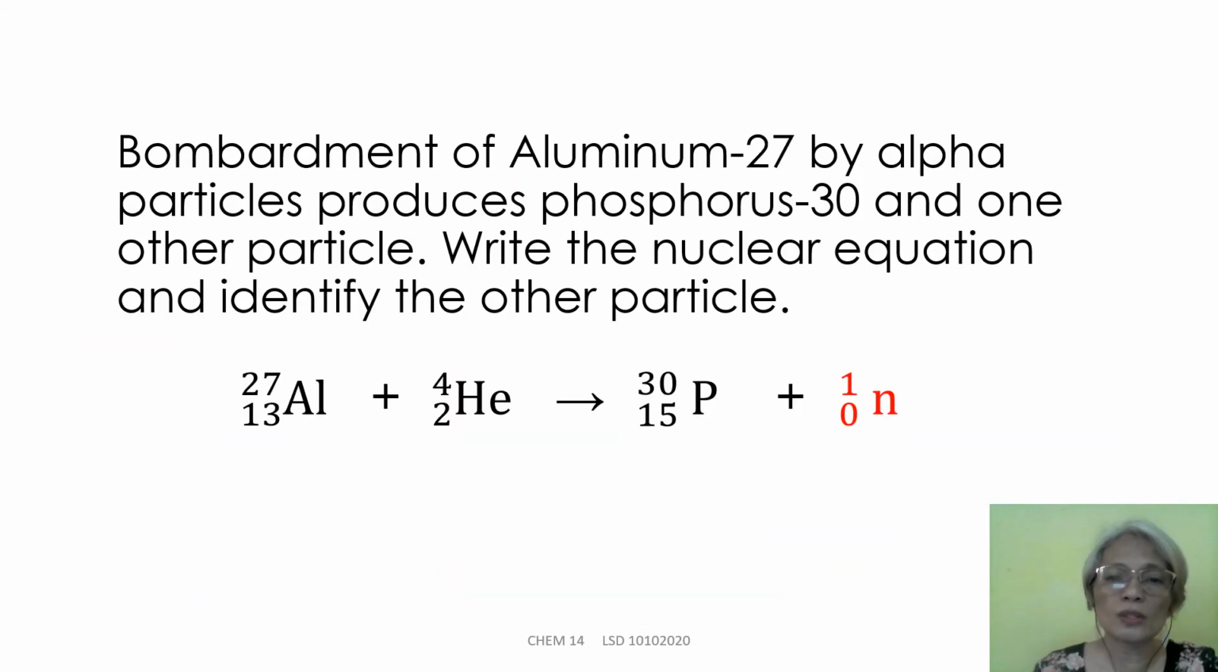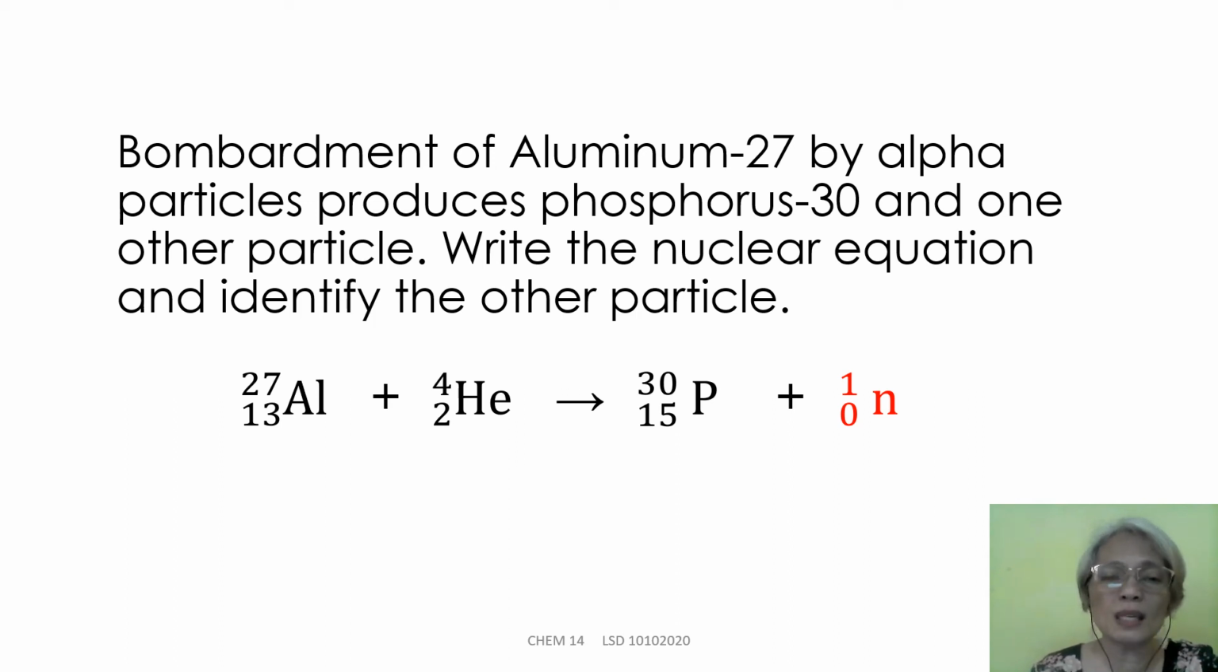Okay. So for example, we have this equation. No? So we have bombardment of aluminum-27 by alpha particles. So we know that alpha particles are actually helium atoms. No? So the bombardment of aluminum with alpha particles produces phosphorus-30. So the 27 and 30 are both mass numbers. So write the nuclear equation and identify the other particles. So this is the unknown, the one in red ink.